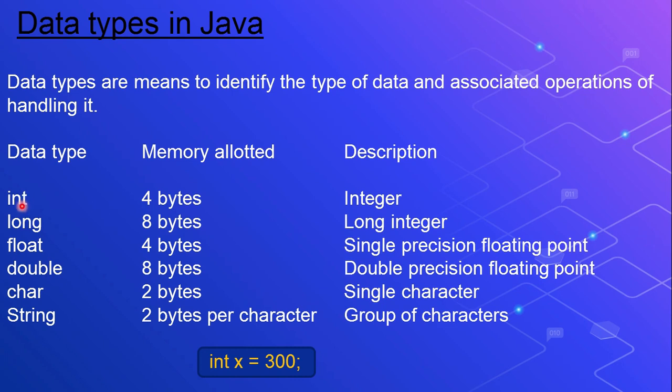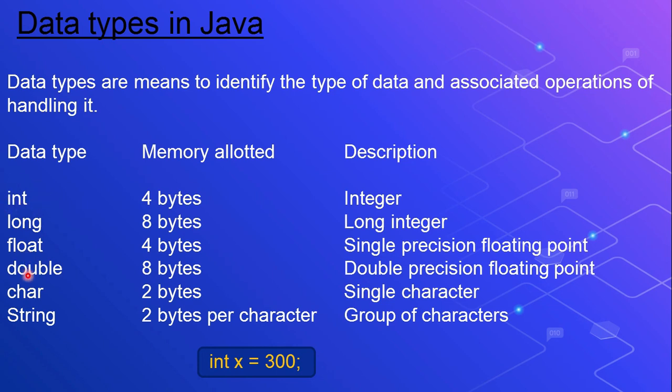So these two, int and long, can hold whole numbers, that means numbers without decimals. Int is the smaller data type compared with long. Long can hold a large amount of data, that means big numbers, and int can store a small amount of data. The commonly used data type in Java in this category is int.